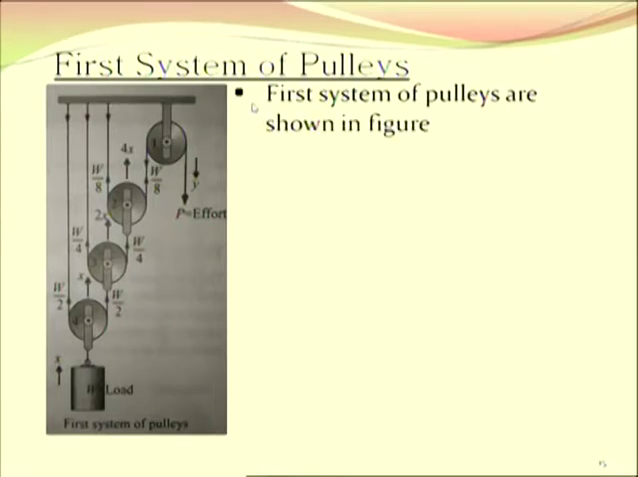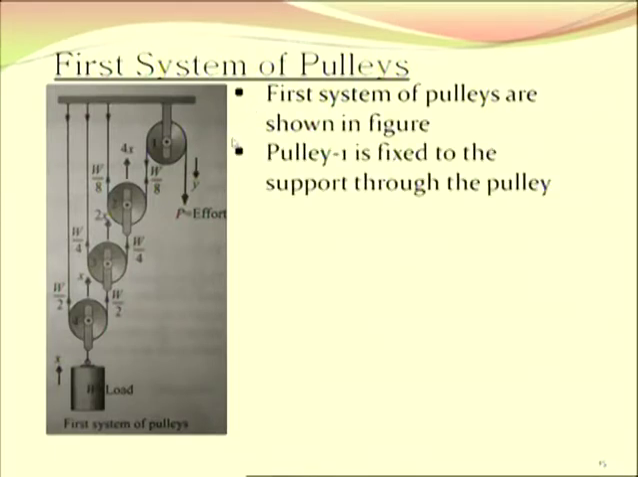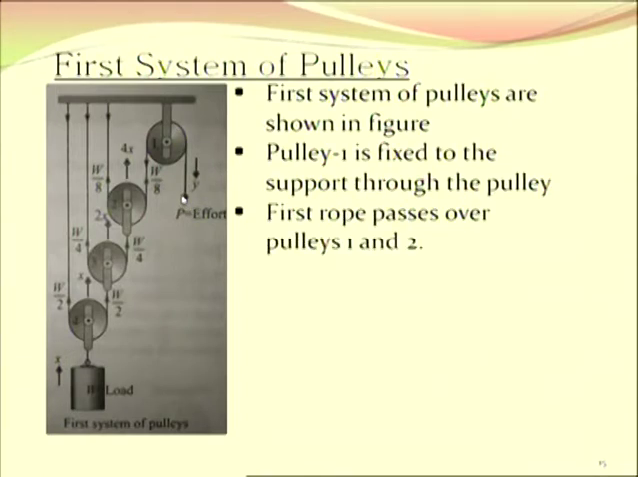First system of pulleys is shown in the figure. Pulley 1 is fixed to the support. So here we can say pulley first is supported with one support. The first rope passes over pulley 1 and 2. So here is the first rope, passing through first and second pulley. Here this is the first pulley, second pulley, third pulley and fourth pulley. And the ropes are first rope, second rope like this and third rope. So the first rope is passing through first pulley and second pulley.